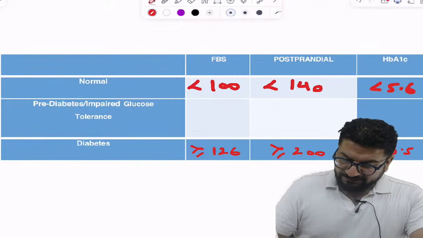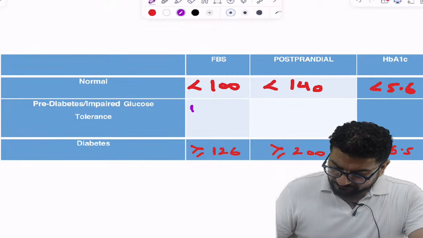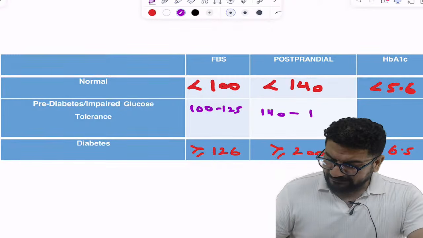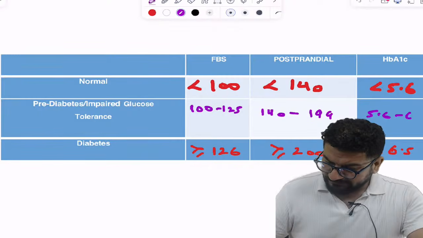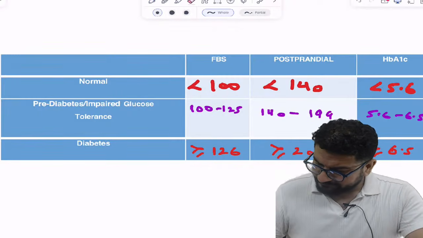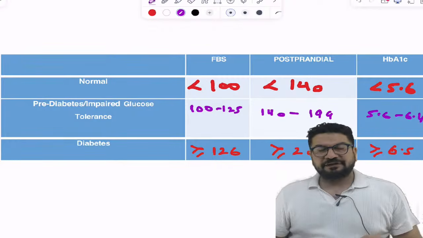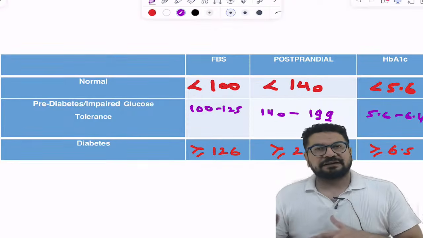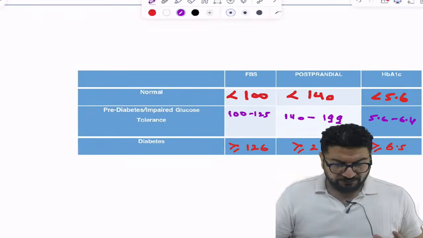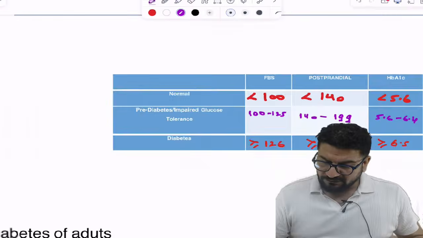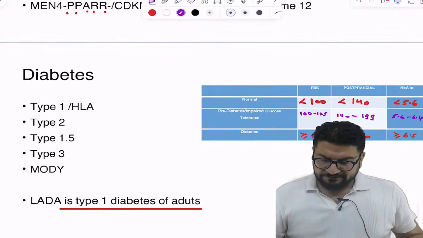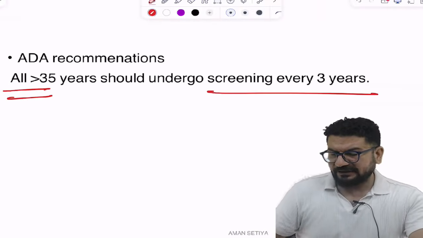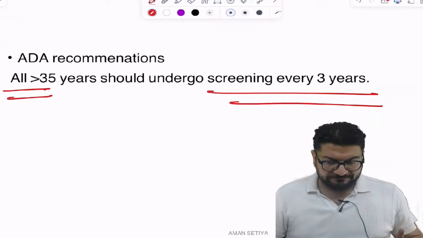So how do we say pre-diabetes? Pre-diabetes is something in the range of 100 to 125, 140 to 199, 5.6 to 6.4. They ask you questions on values, like suppose a postprandial value of 180 is given, what is the diagnosis? Mostly they ask you questions on pre-diabetes. Okay, now see, the ADA recommendation is all patients above 35 should be screened for diabetes every 3 years. Testing should be done every 3 years above 35.